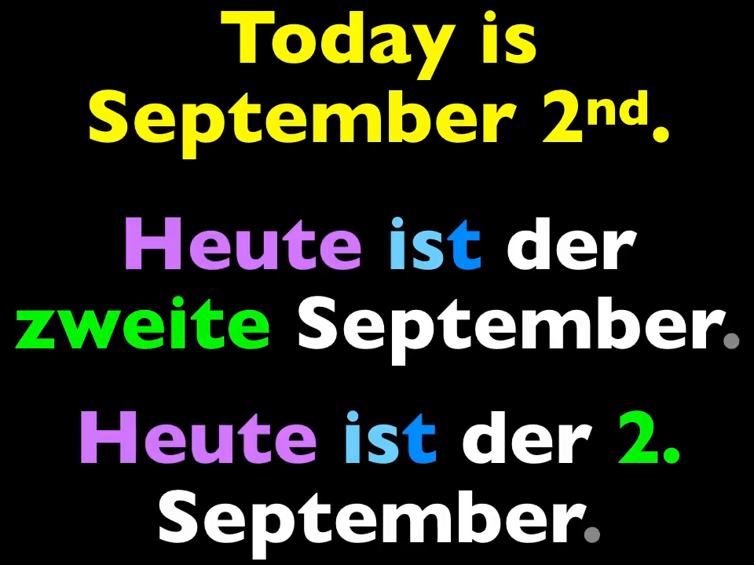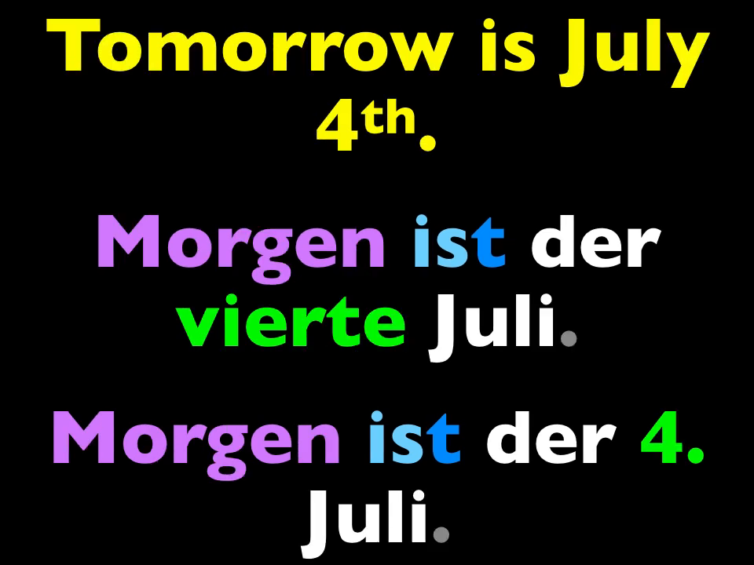Now we learned in the last lesson how to say, for example, today is September 2nd, by saying, Heute ist der 2. September. I have it written out fully in the first example. In the second example, I used the numerical ordinal number, just a 2 and a dot, where we would use a 2 with an ND for second. Heute ist der 2. September. And we learned how to say, for example, tomorrow is July 4th. Morgen ist der 4. Juli. The two versions here.